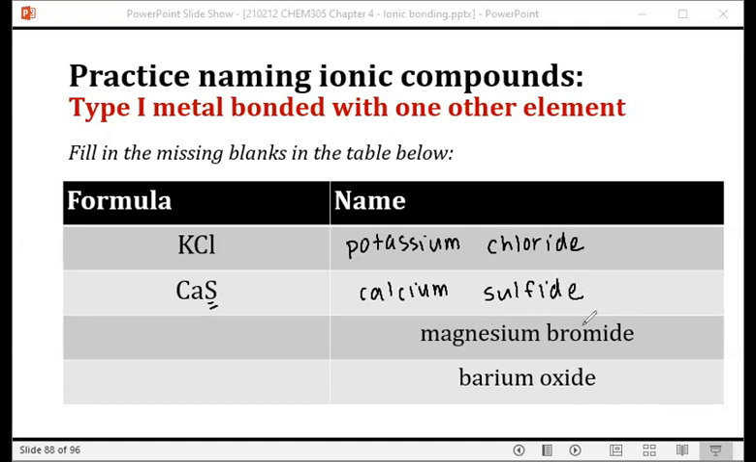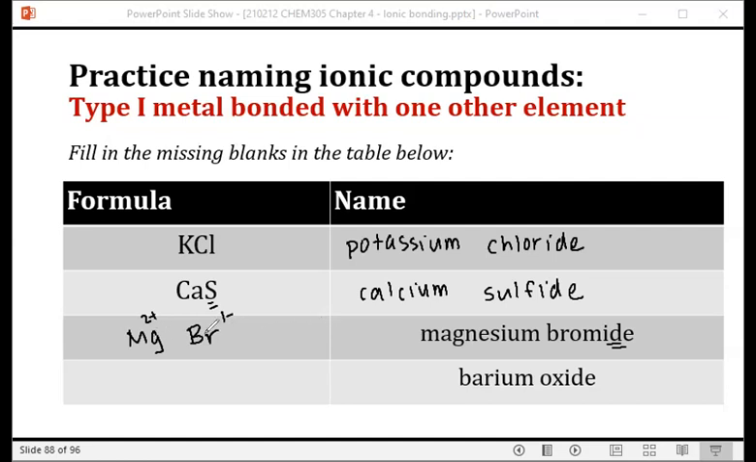Next one, going from a name to a formula. For magnesium bromide, we know that our cation is magnesium. We always put the cation first in the formula as well as in the name. And magnesium always has a charge of 2+. It's a type 1 metal, so it's always going to be 2+. And magnesium is bonded ionically with bromine as an ion. That's why it's named bromide. So we put the symbol for bromine, and bromine always has a charge of 1-.